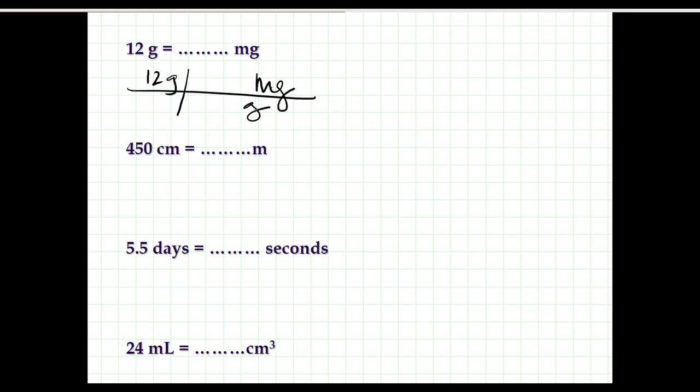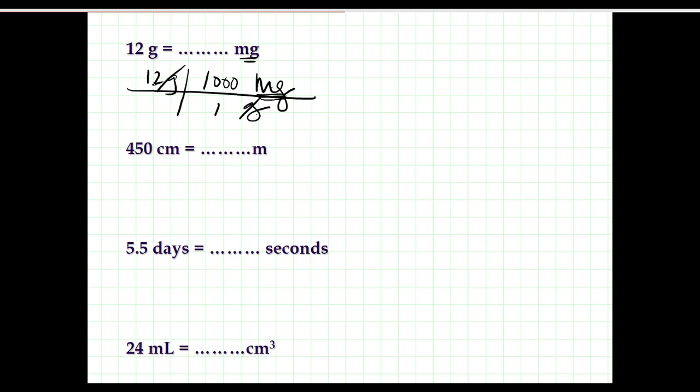What do I know about milligrams and grams? I know that there are 1,000 milligrams in 1 gram. So now grams on top, grams on bottom, cancel out. My only unit label left is milligrams. That's good because that's what I'm trying to find.